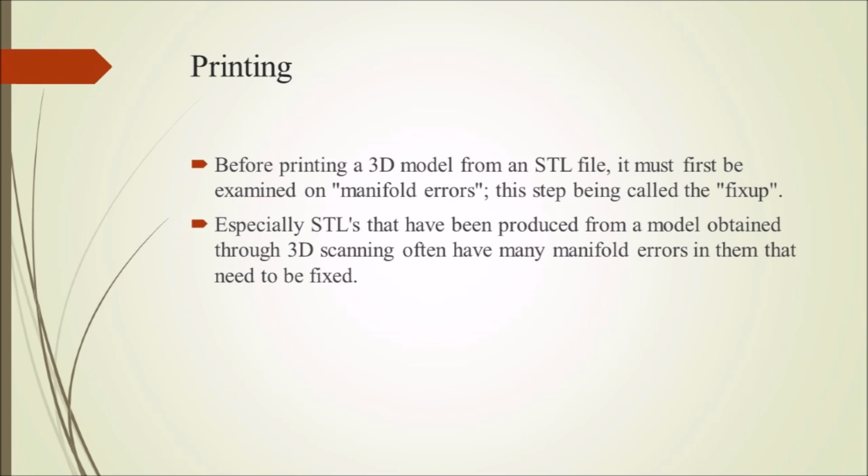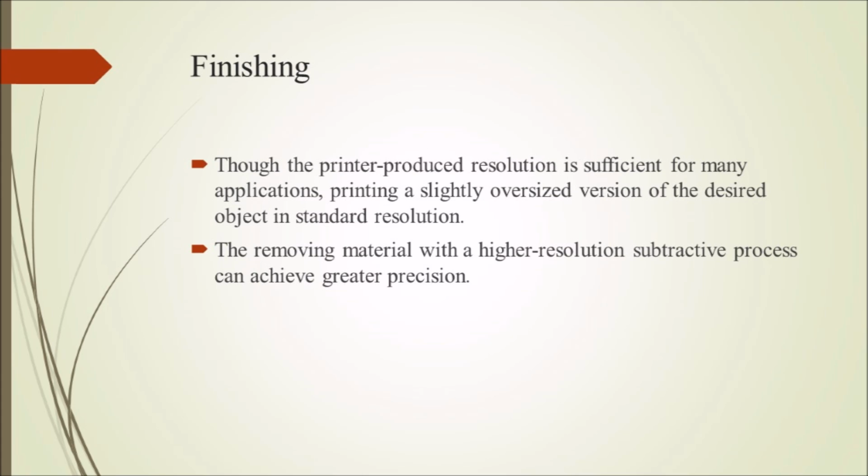And to give the basic information about 3D printing, 3D printing models can be created with the manual modeling process of creating geometrical data for 3D computer graphics, which is similar to plastic art such as sculpting and all. And after 3D printing an object, finishing is one of the processes. In finishing, the 3D printed resolution is sufficient for many applications, but they will be removing the material with a high-resolution subtractive process, which can achieve greater precision.